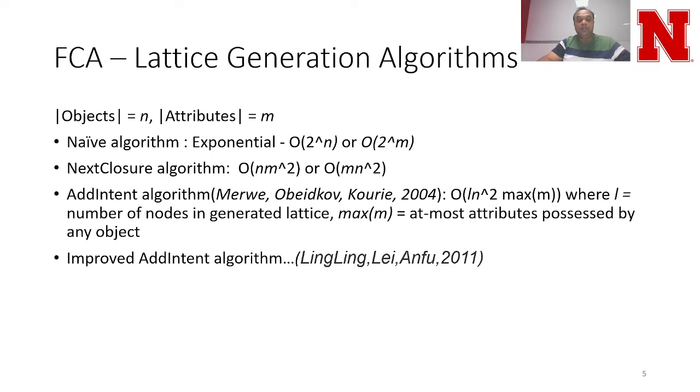The big breakthrough was the AddIntent algorithm, which we have also used in our project, in our LearnFCA, to improve the generation of lattice. That is order L n square max m, where L is the number of nodes in the generated lattice and max m is at most the number of attributes possessed by any object. Similarly, there is also an improved AddIntent algorithm which improves this complexity a little bit more. But I would say the takeaway for us here was basically that it's order of n cube or m cube. So it's basically cubic in the number of attributes or the objects. That was the takeaway for us.